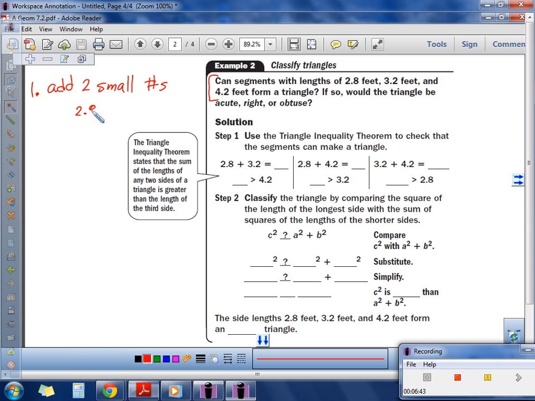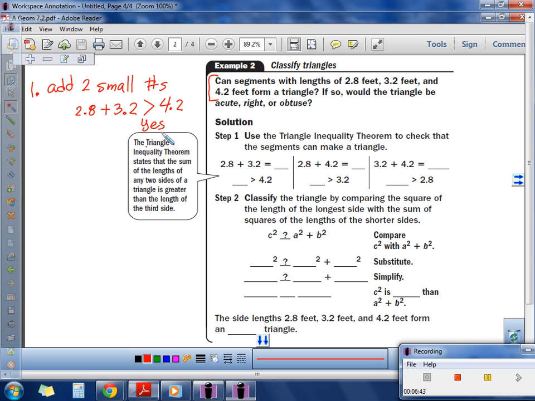2.8 plus 3.2. Are those two numbers, when they're added together, greater than 4.2? If they are greater than, then yes, they can make a triangle. If those two small ones are greater than the big number alone, then it can make a triangle.